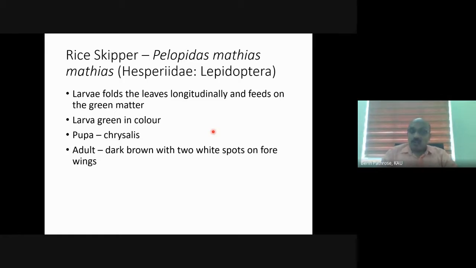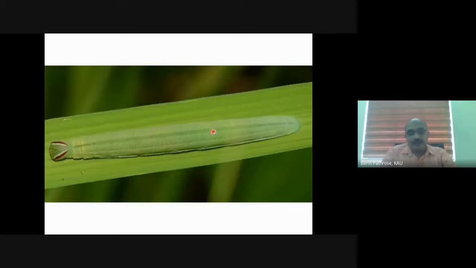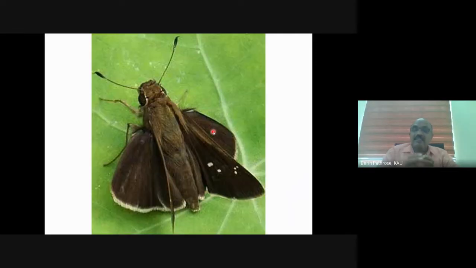The larvae folds the leaf longitudinally and feeds on the green matter. See this, a very beautiful larvae. It folds the leaf and feeds within. And see the adult. This is a skipper butterfly. And you can see the antenna. Can anyone identify the type of antenna in this? Anyone?